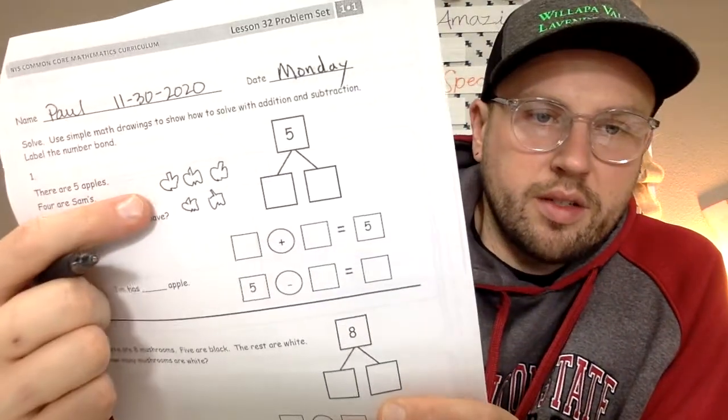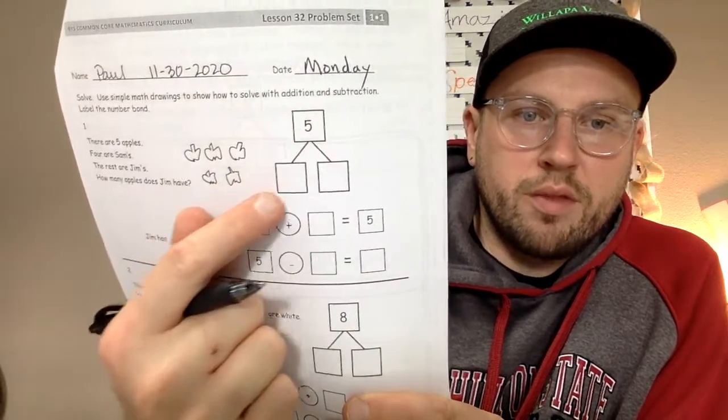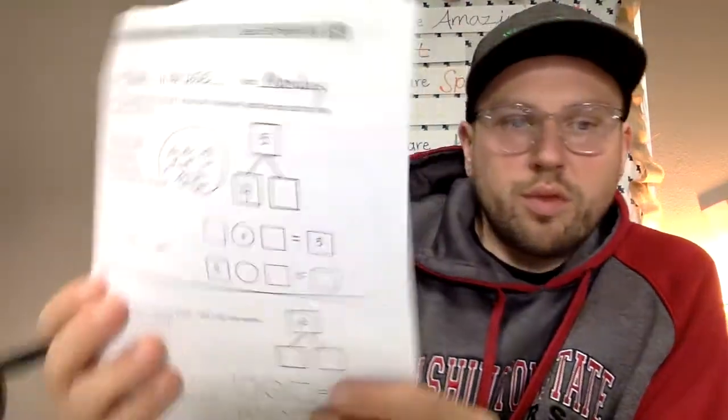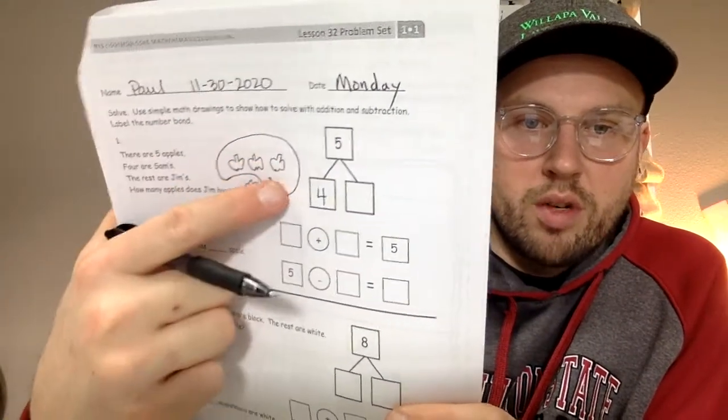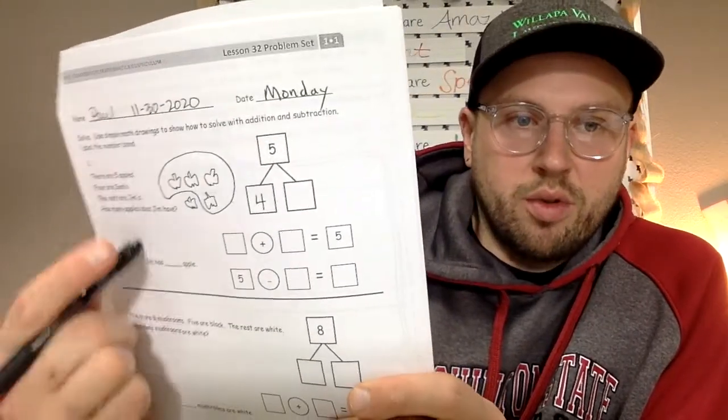Okay, 5 apples altogether. And I'm not an expert at drawing, but I'm just doing my best here. So here's 5 apples. 5 up here in the top of your number bond. 4 of them are Sam's, okay? So I'm going to put a 4 in the bottom, and then also I'm going to circle 4. See, 1, 2, 3, 4, and 4 here. That's information that's given to us in the story.